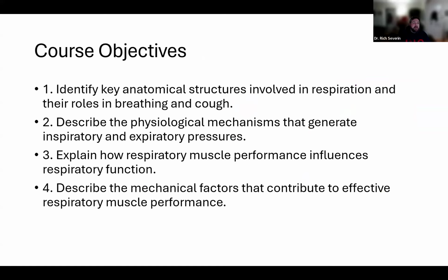So the goals of the day for objectives: identifying key anatomical structures, and we're going to unpack some terms or phrasing or how we categorize certain muscles as well. We'll go over the physiological mechanisms that generate inspiratory and expiratory pressures, how they act on the lungs and the pleura, and then we'll get into how respiratory muscle performance influences respiratory function. We'll talk about some case examples of how different factors that affect the work of breathing can affect the force generating capacity, or basically the load against the breathing muscles, which will tie into objective 4. So without further ado, I guess we'll begin.